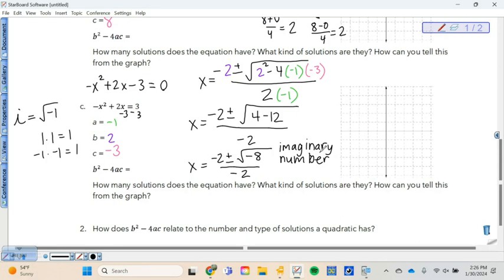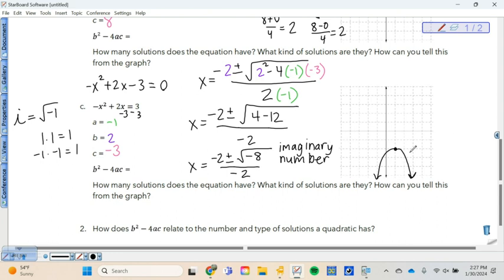Have I lost you? We're in imaginary world now. We deal with real numbers, but mathematicians start looking at imaginary numbers and complex numbers, and you can enter into new dimensions when you go there. But for now, what this tells me is that this graph doesn't have an x-intercept. It's a parabola that looks like this. It's never going to cross the x-axis.